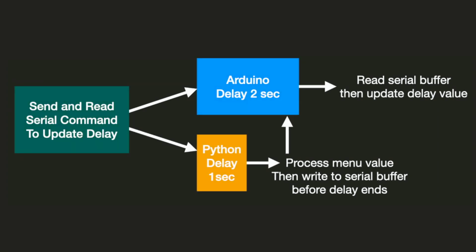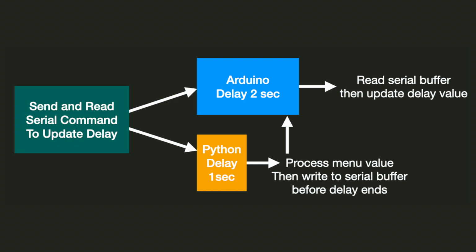Let's take a look at this simplified block diagram to show us how these updates will be applied and conceptually understand what's going on. The first block is the send and read serial command update. So this is the sending and receiving of the lowercase b. Then you see there are two paths. There's one for the Arduino on top and then one for the Python on the bottom.